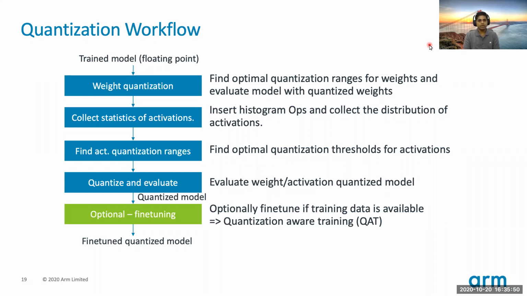Typically, a few hundred calibration samples are sufficient to capture the statistics of activations. From these statistics, we can find the activation quantization ranges. And after that, we can evaluate the model with the weights and activations quantized. Optionally, if training data is available, we can do quantization aware training, or basically fine tuning with quantization nodes or quantization constraints in the graph. That would further improve accuracy, especially when we are doing aggressive quantization, going down to 4 bits or even down to 2 bits.